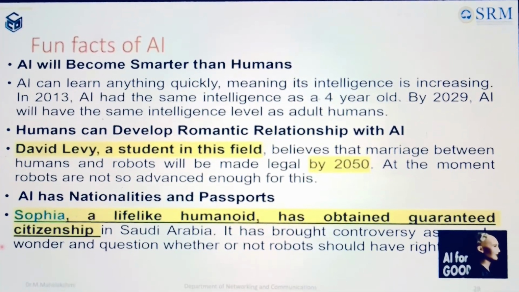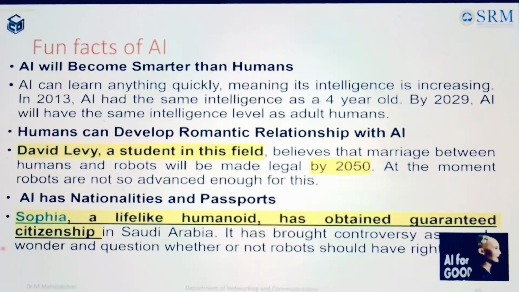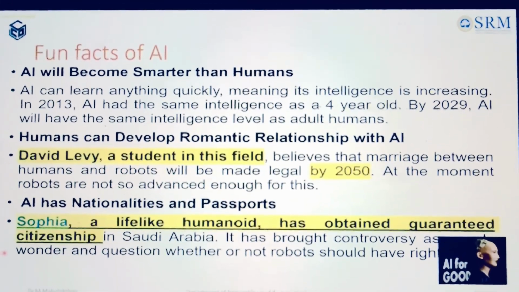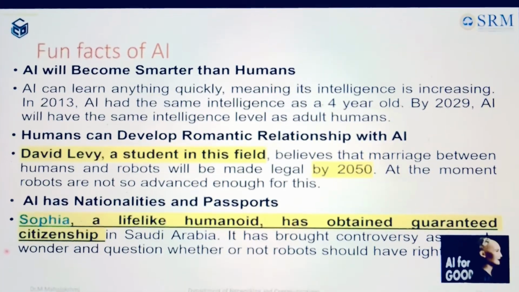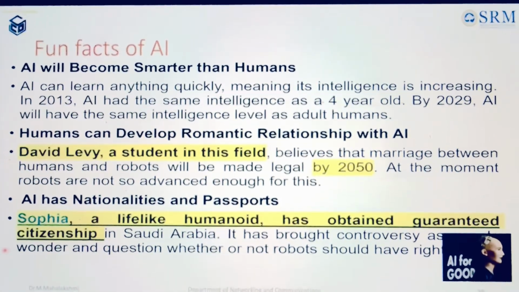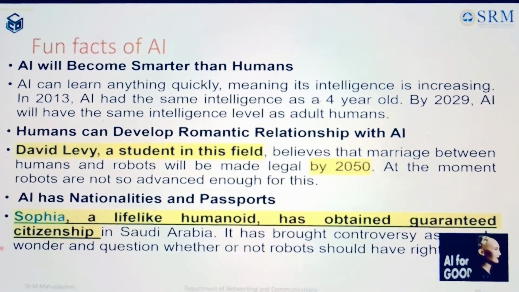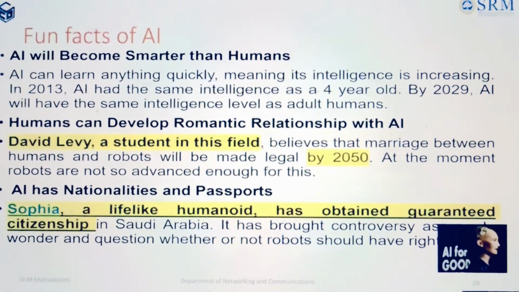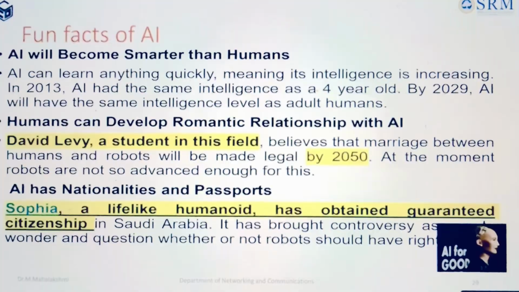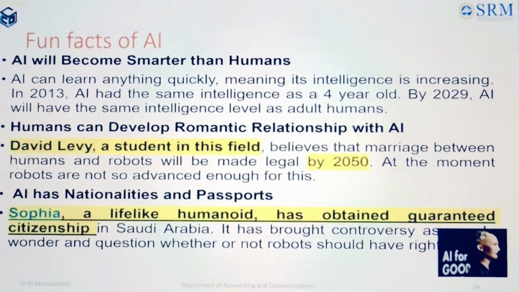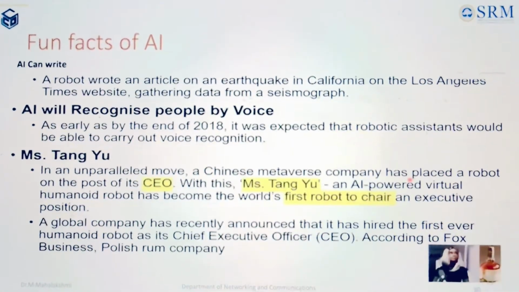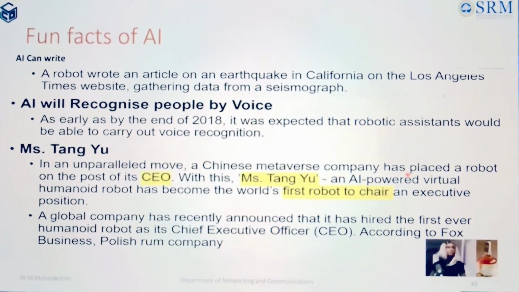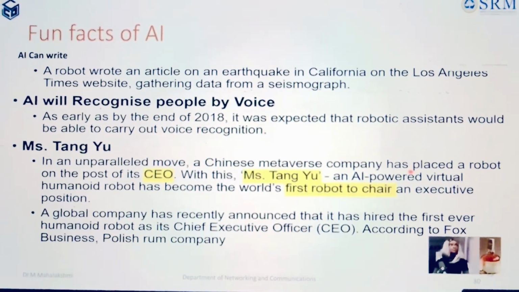Then that's what they are calling. They predicted that in 2050, what they are saying is that human marriage between a robot and a human will be illegal. And also, Sophia AI has been given citizenship in Saudi Arabia, and they can also write and understand different languages through NLP.